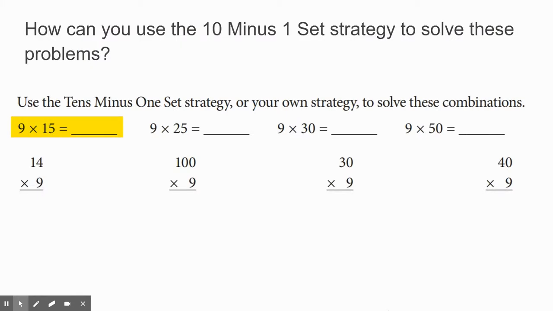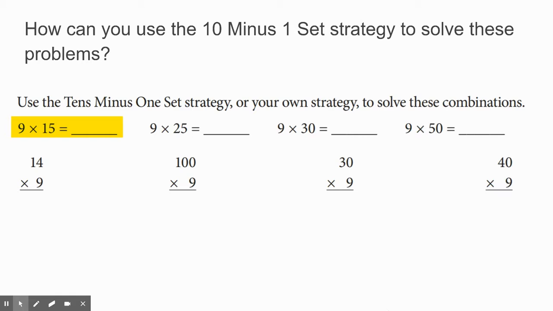Nice work. So I'd like you to try, we're going to work together to try using the tens minus 1 set strategy to solve some single digit by double digit numbers. I think you might find this strategy even more helpful. So we'll do some together. We're going to start by trying to figure out 9 times 15. I want you to pause the video and see if you can figure that out based on what you know so far. And then Mrs. Peters will show you her strategy.